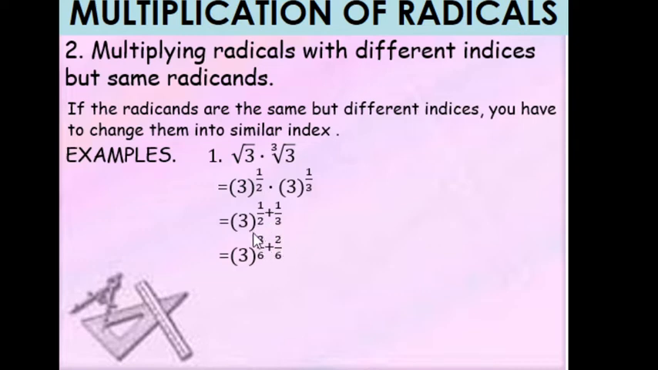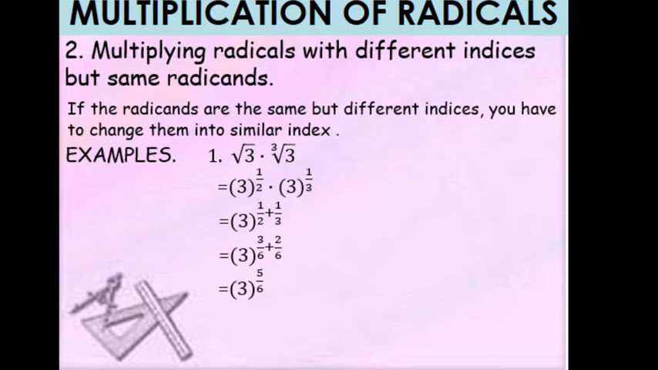Paano natin nakuha yung kanyang numerator? 6 divided by 2 is 3 times 1 is 3. Then dito naman sa kabila, 6 divided by 3 is 2 times 1 is 2. Kaya siya ay naging 3 over 6 plus 2 over 6. Ngayon, dahil pareho na siya ng denominator, pwede na nating i-add ang kanyang numerator. So this will become 3 raised to 5 over 6.